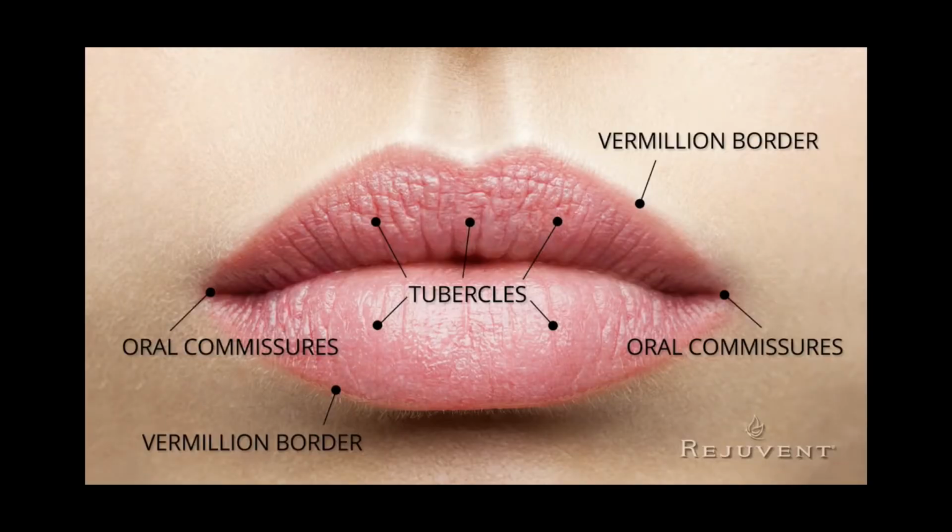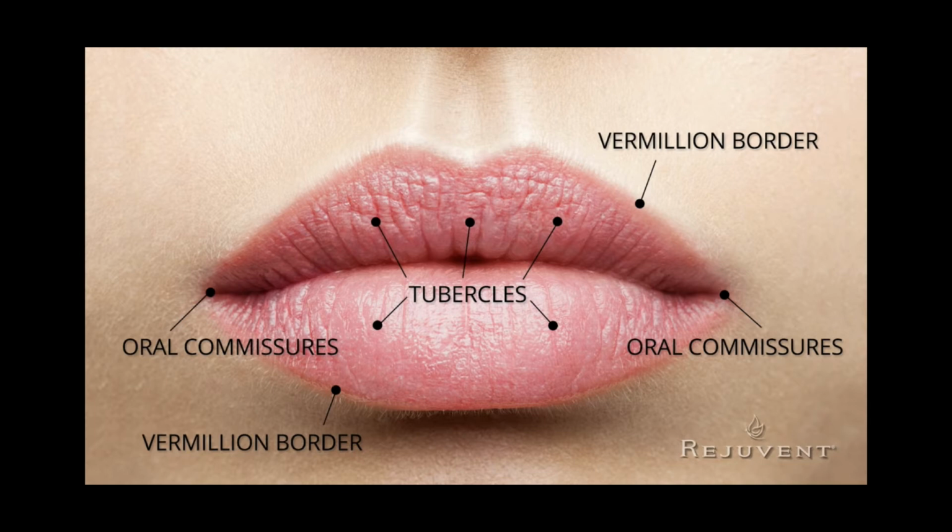When we look at the bottom lip, there are 2 tubercles. And, of course, we concentrate on those 2 areas when giving volume to the bottom lip. We also have to be concerned with the vermilion border. That's where the natural skin ends and the pink lip begins.